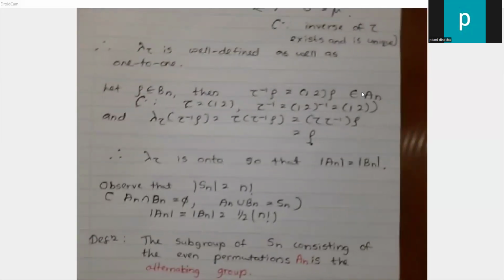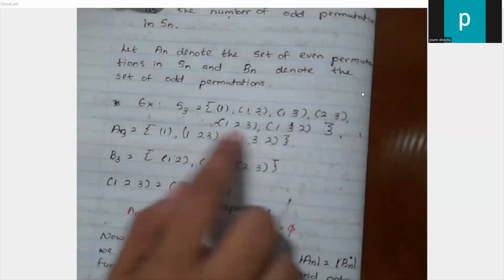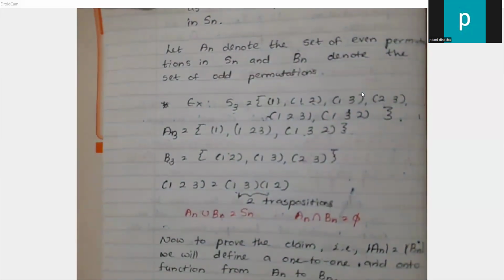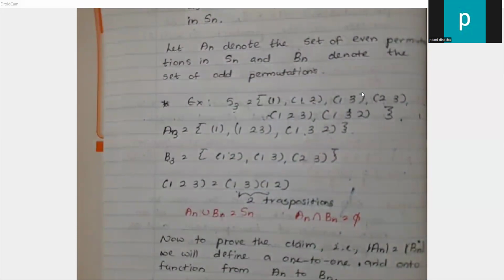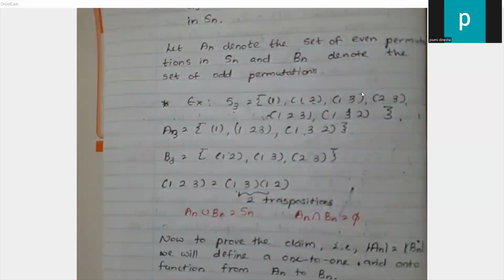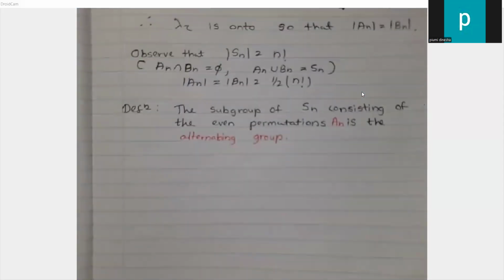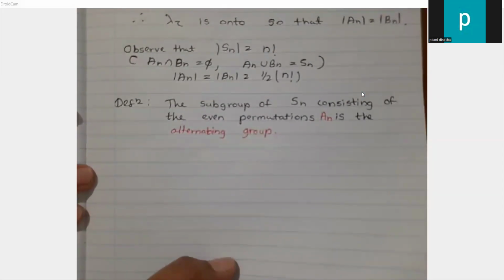If you go to the previous example that we did, we have seen that this is actually a subgroup of S3. This A3 that is given over here has the identity 1, 2, 3, and its inverse is 1, 3, 2. We have seen that A3 is a subgroup of S3. Not only that, this is a normal subgroup as well. Why is that?